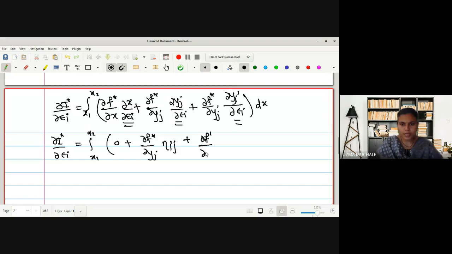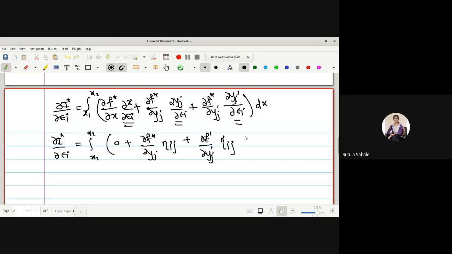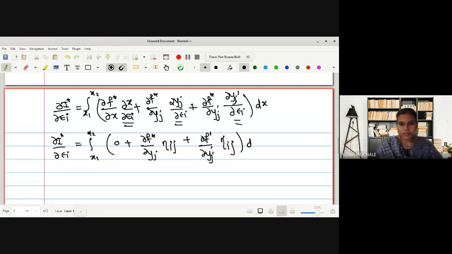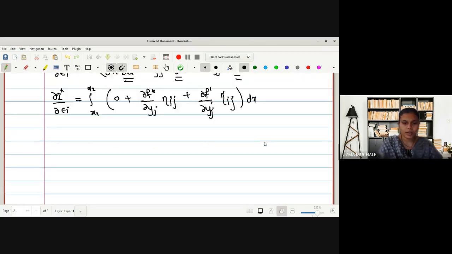Let me write down the next term: epsilon ij plus the next derivative of f star with respect to yj dash, and the derivative of yj dash will be nothing but eta ij dash, dx. Now if you want to evaluate the derivative, what do you have to do? You have to apply integration by parts for the second one, because we don't know what f star is, so we cannot evaluate the integration. And we have to equate this to 0, because dou I star by dou epsilon I equals 0, then only we can find the extreme, right?